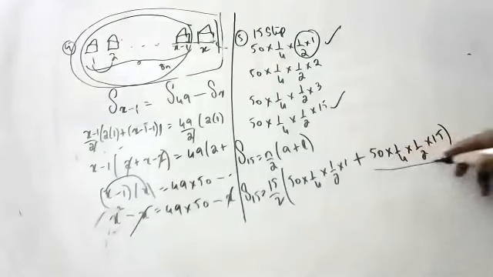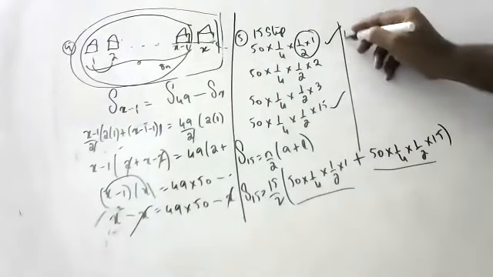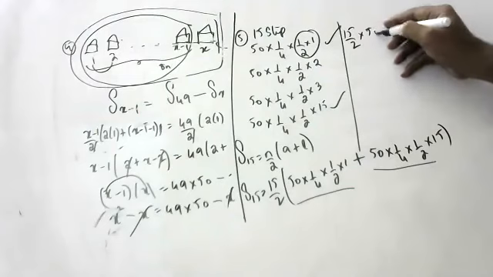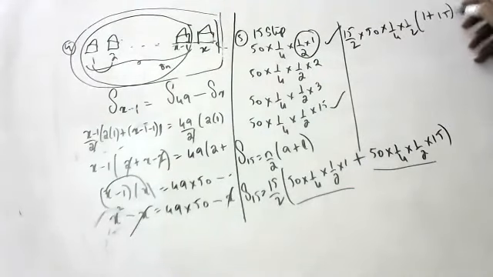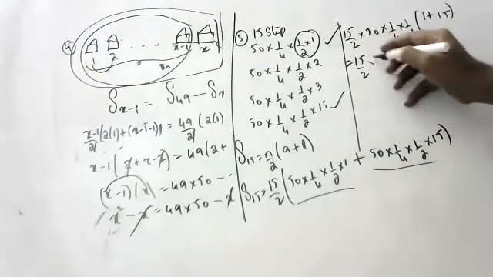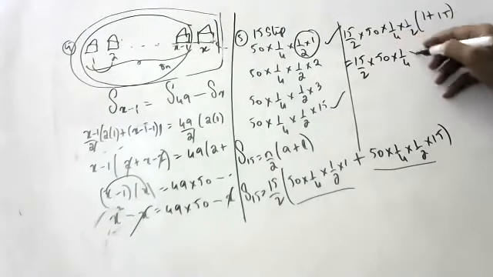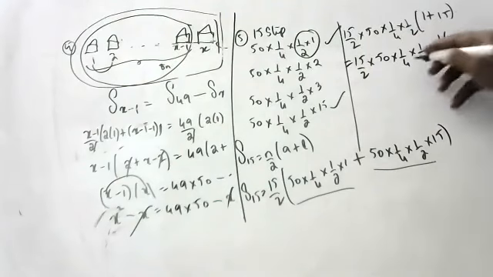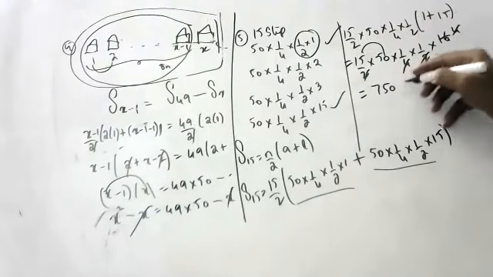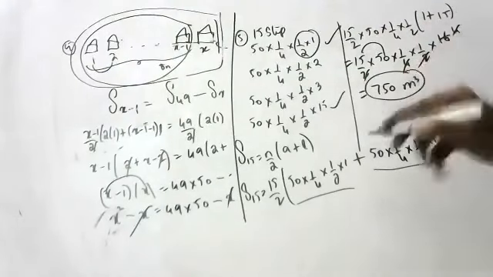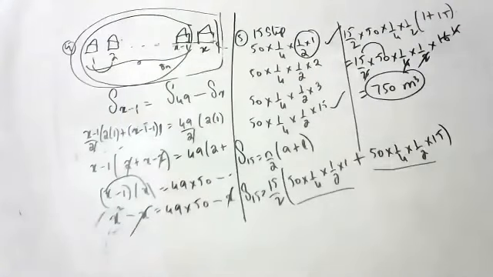15 by 2 into 50 into 1 by 4 into 1 by 2, into 1 plus 15, that is 16. 4 4 this is cancel. 750 meter cube is volume of 15 steps, children.